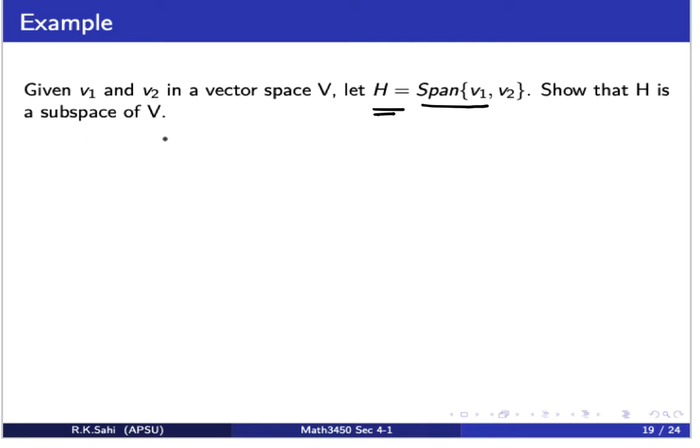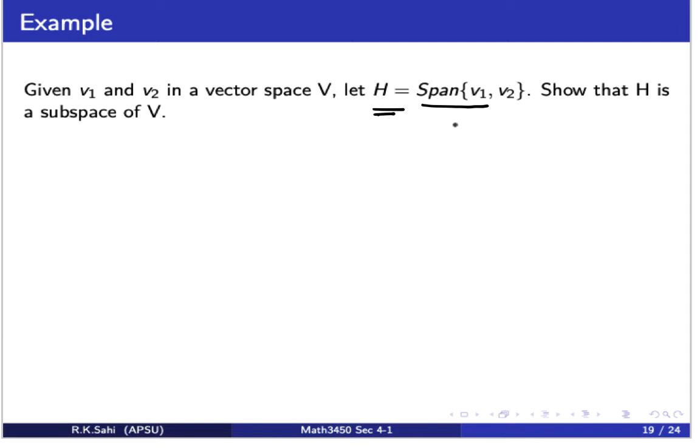Okay? So what we're saying is, if I have a vector space and I pick only two elements, just to start with, and I look at all possible linear combinations and I put them in a set called H, and we denote it by span of v1, v2, we are going to show that this spanning set is always a subspace of V.